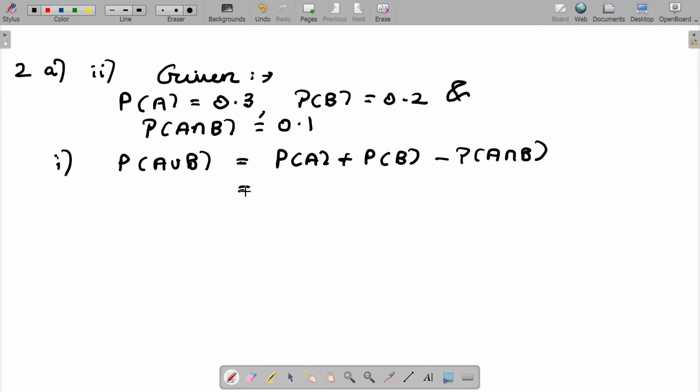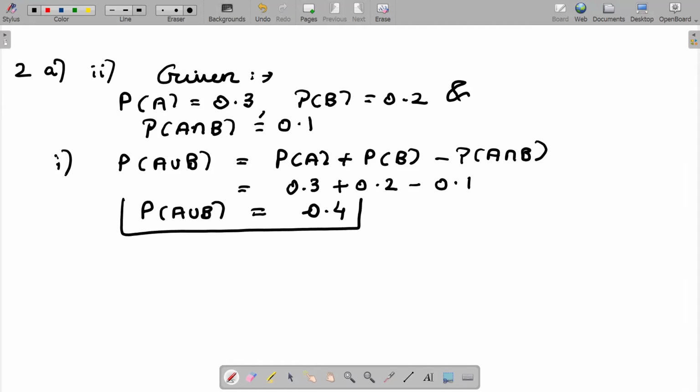Now probability of A is 0.3, probability of B is 0.2, probability of A intersection B is 0.1. So 0.3 plus 0.2 is 0.5, 0.5 minus 0.1 is 0.4. This is the probability of A union B. It's 0.4. Okay.